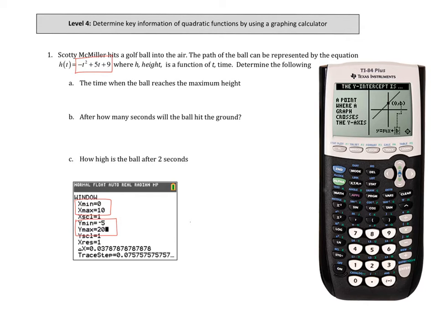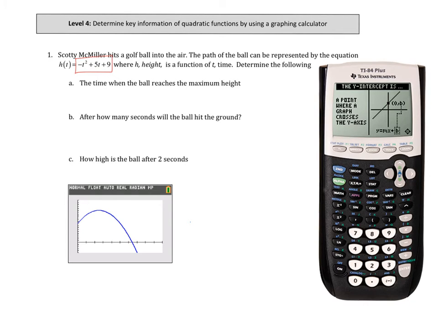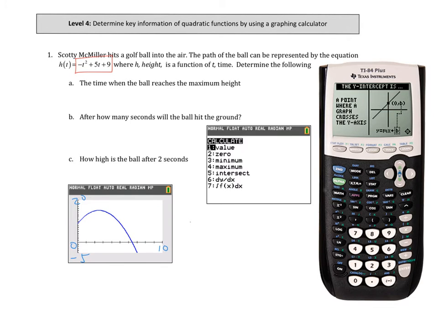And then if you press graph, you will go back to your graph. And your graph should look like this now that we've changed the window. So we have our x-axis going from 0 to 10, our y-axis going from -5 to 20, and we can see the top of the parabola, so that was a good choice for the window. Now we're ready to answer some of the questions.